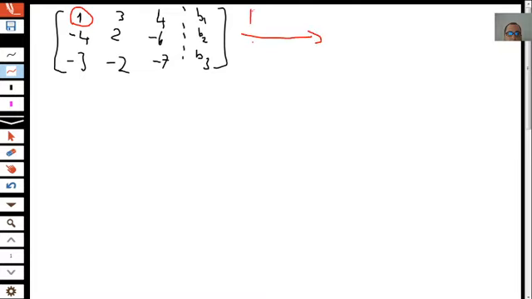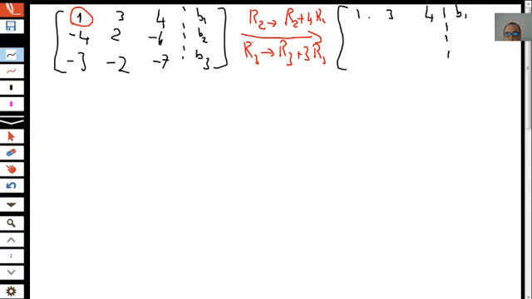R2 is replaced by R2 plus 4R1, and R3 is replaced by R3 plus 3R1. Therefore, we have 1, 3, 4, b1, and 0 for the second row.